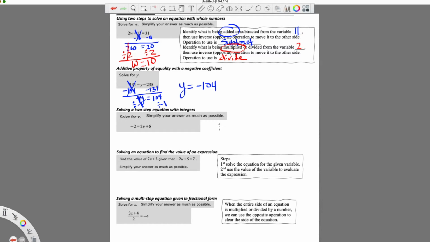All right, so now we're going to do the same thing. We're going to ask those same questions. So the first question is what's being added or subtracted on the same side as the variable. So here's my variable, and 8 is being added. So I'm going to do the opposite. I subtract 8 from both sides, and I get -2 minus 8, and I'm going to bring out my algebra tiles real quick.